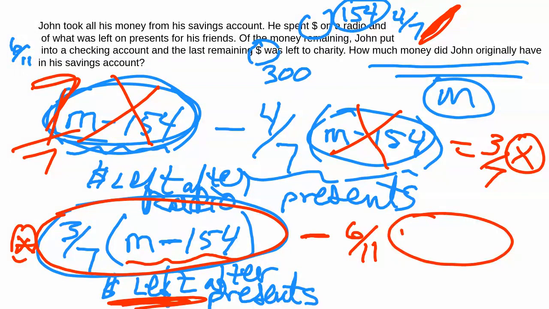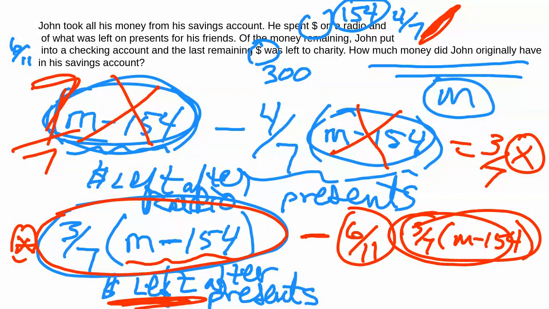He's going to get rid of 6/11 times what was left, which is actually times the 3/7 M minus 154. We could do it that way, go ahead and figure out this complicated formula and then simplify. But the reality is, if he's getting rid of 6/11ths of it, how much is he actually keeping? So he's going to keep 5/11ths of it. So 5/11ths would still be left after he put some into his checking account. So 6/11ths went into the checking account. That means 5/11ths of it did not go into the checking account.